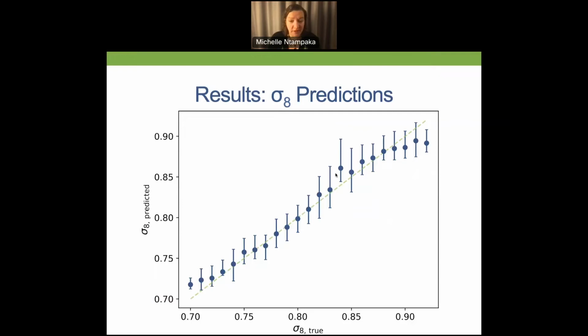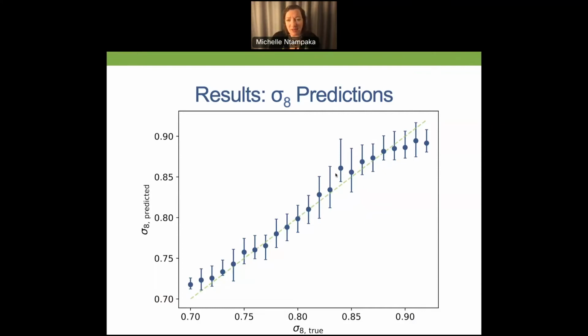What do the results look like? Here, I'm showing, this is for the simulation that I talked about earlier, the Chandra mock X-ray observations. On the x-axis, the true sigma 8 of the simulated sample I put together. On the y-axis, the predicted value from training this encoder.